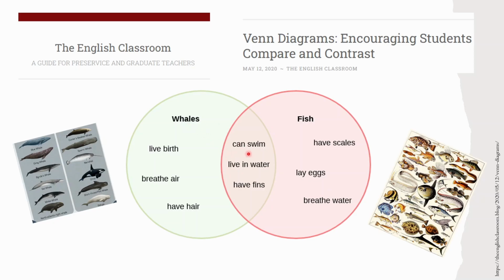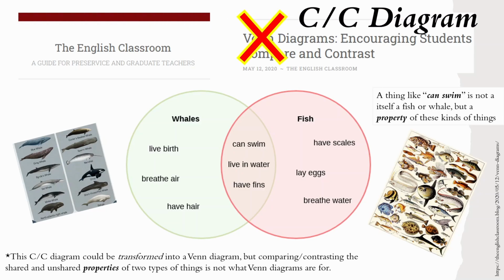And so in the middle here, what we do is we put properties that they have in common, right? So they can both swim, they both live in water, they both have fins. So the compare part, we put everything that they have in common in the middle, in region 2, and the contrast, the things that are distinctive of whales that fish lack, we put here. The things that are distinctive of fish that whales lack, we put here. All right, so if you're looking at a diagram that is working this way, this is not a Venn diagram. For purposes of this course, we're going to call these compare and contrast diagrams, which is basically what they're already called, or a CC diagram for short.